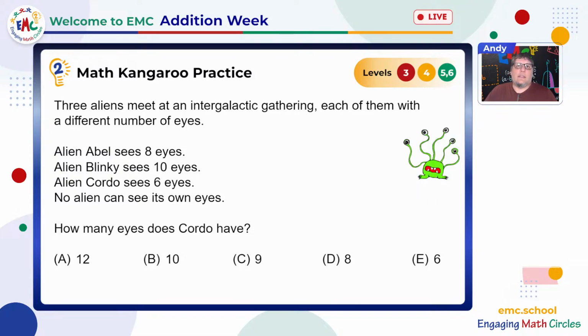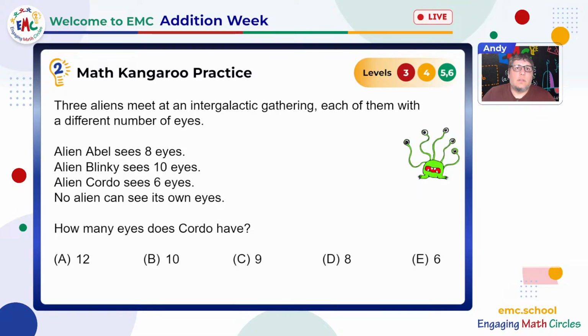Okay, 3 aliens meet at an intergalactic gathering, each of them with a different number of eyes. Alien Abel sees 8 eyes. He's looking around at his friends and sees 8 eyes. Blinky sees 10. Cordo sees 6.